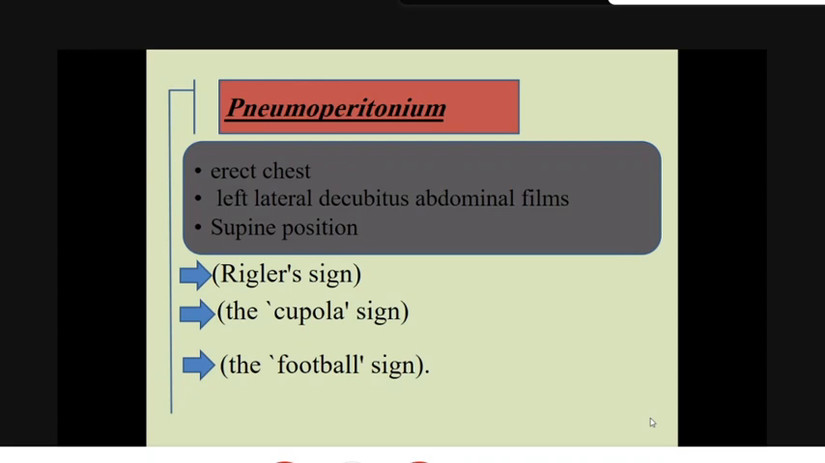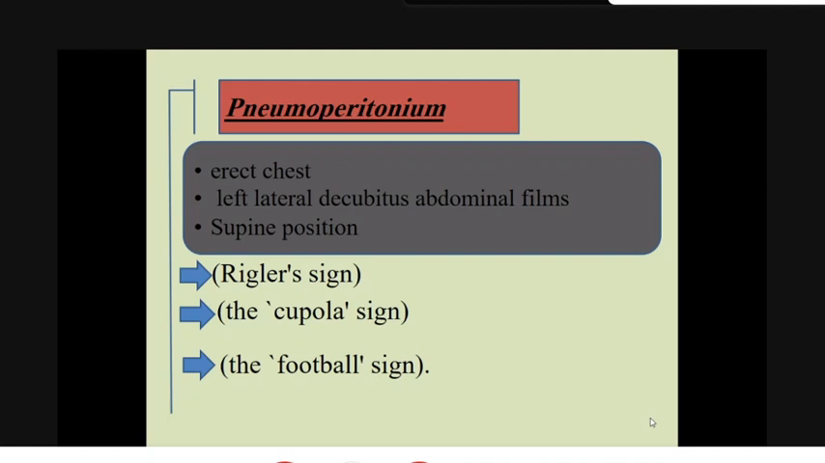On erect chest x-ray, gas is relatively easy to detect as a curvilinear radiolucency under the right hemidiaphragm. So the first sign we can look for on the erect chest x-ray is an area of curvilinear translucency under the right hemidiaphragm. Someone may ask why we do not look for it under the left hemidiaphragm. On the left, free gas can be difficult to differentiate from stomach and colonic gas.